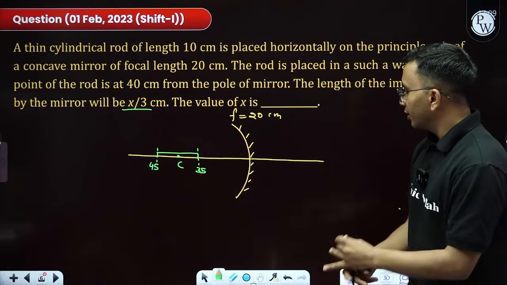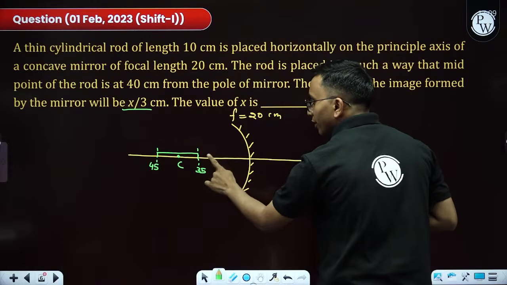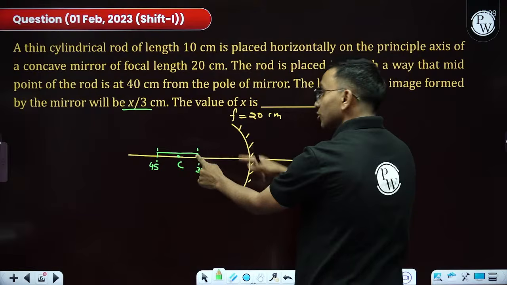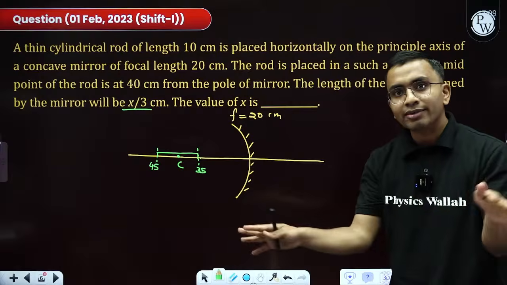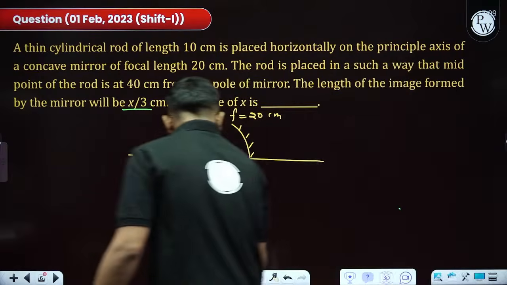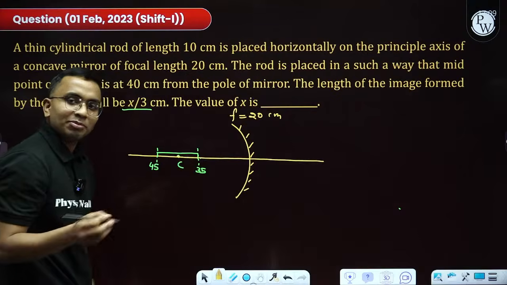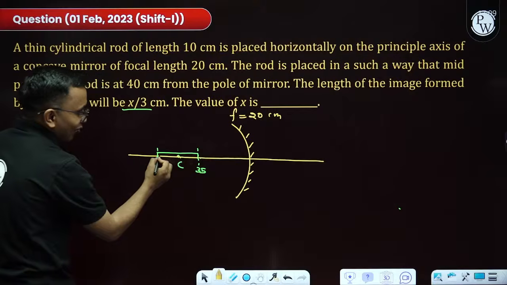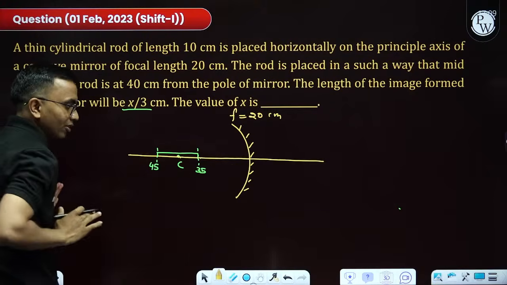Yes, convex mirror magnification, you are right. Now I need the length of the image of the rod. So what I will do is find the position of the image of this point, find the position of the image of this point, then subtract the two. Basically, the image of C will be at C only. This image will be somewhere here, that image will be somewhere there, and the difference between them will be the length of the image.